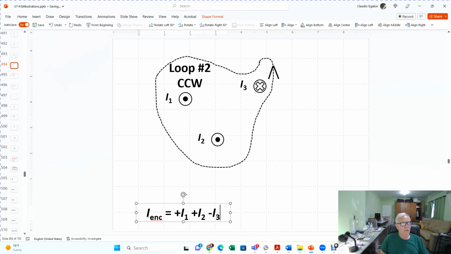The signs that you see right in here have to do with the right hand rule. Since I chose a loop that rotates in a counterclockwise direction, only those two currents that obey the right hand rule are going to have a positive sign, whereas this other one that's pointing to the board should have, in order to be positive, a clockwise direction loop. Okay? But since it's not clockwise, it's counterclockwise, we have to include this negative sign.